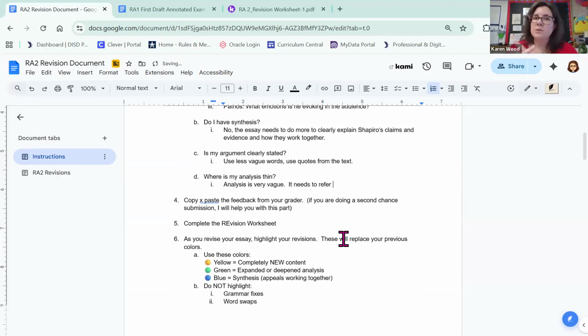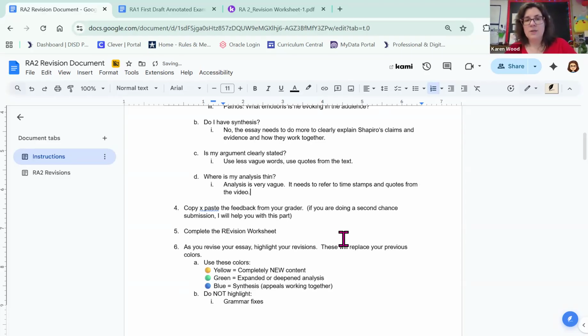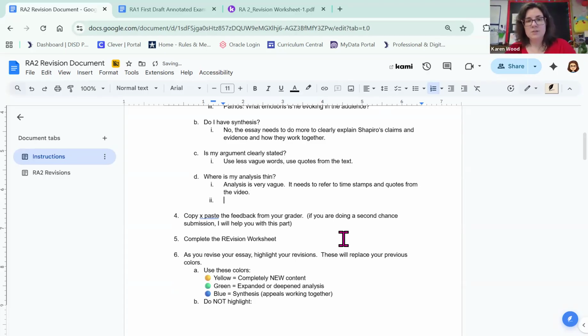So one thing, if you used a video, you need to refer back to timestamps. We don't have page numbers, we don't have paragraphs in a video, so you need to use timestamps. So at what point in the video did he say something? And then also connect the video to the larger social context.